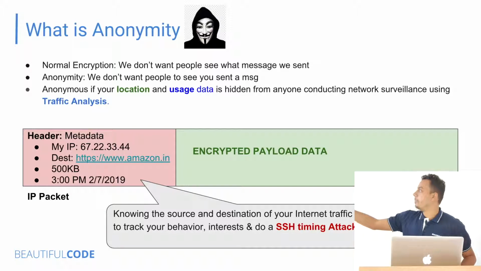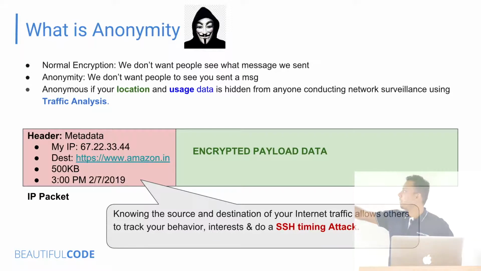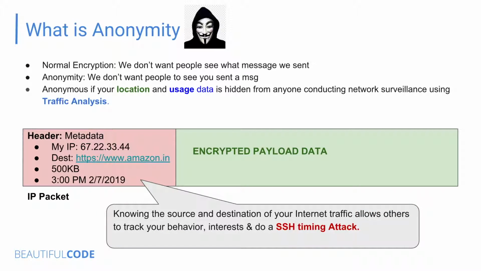This is an IP packet which you send over a network. This green part is the encrypted data payload, but there is metadata which is visible to everyone. This metadata contains your IP address, the destination IP address, the size of the packet, and the time at which you are sending this IP packet. Based on this information, somebody can do a timing attack on you.